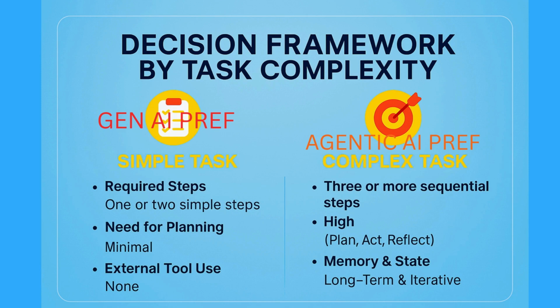In contrast, complex tasks such as compiling financial reports or conducting multi step research demand agentic AI. These tasks require dynamic planning, multiple dependent steps, external data access, and memory to track progress. The table clearly outlines how each metric scales with complexity, offering a practical guide for AI tool selection. This structured approach ensures that users can deploy the most effective AI solution for their specific needs, maximizing efficiency and outcomes.